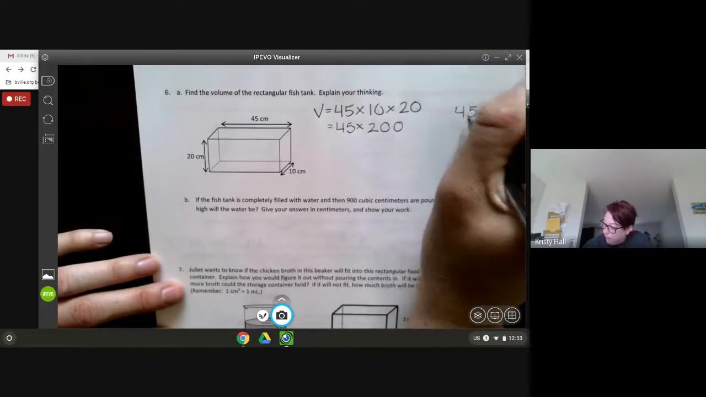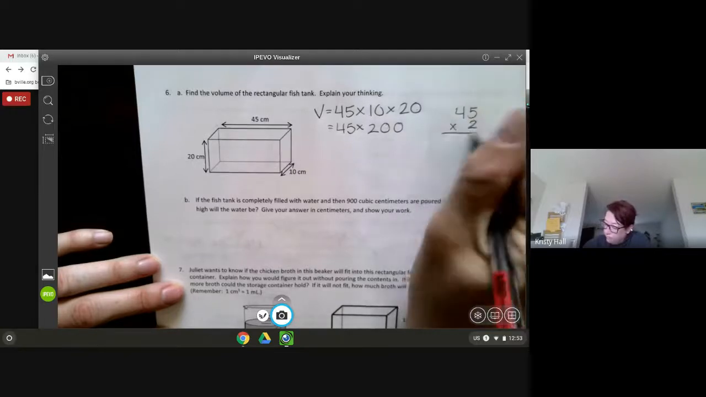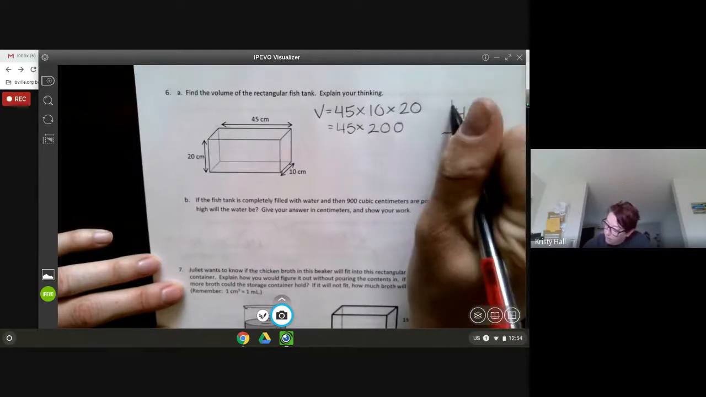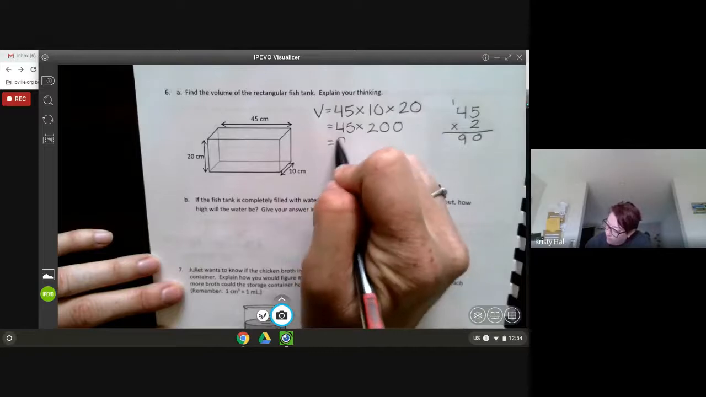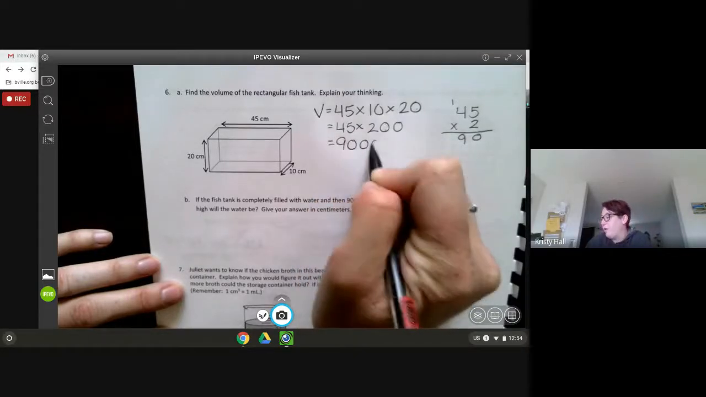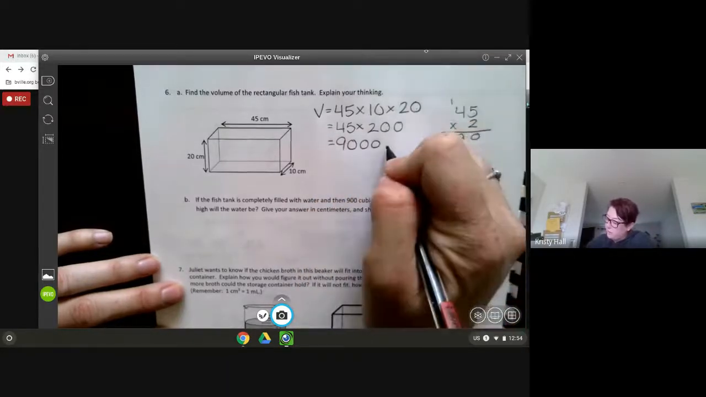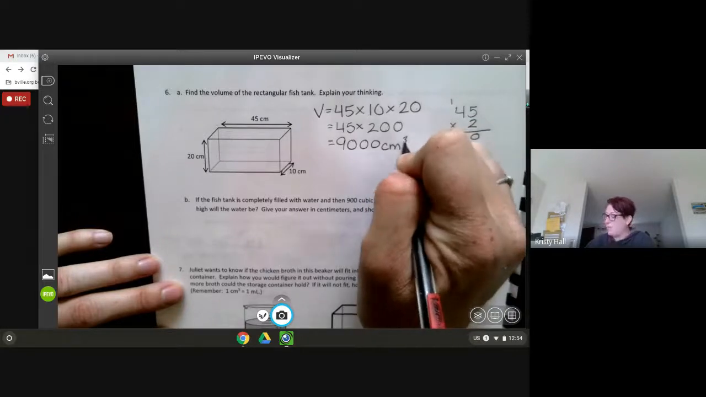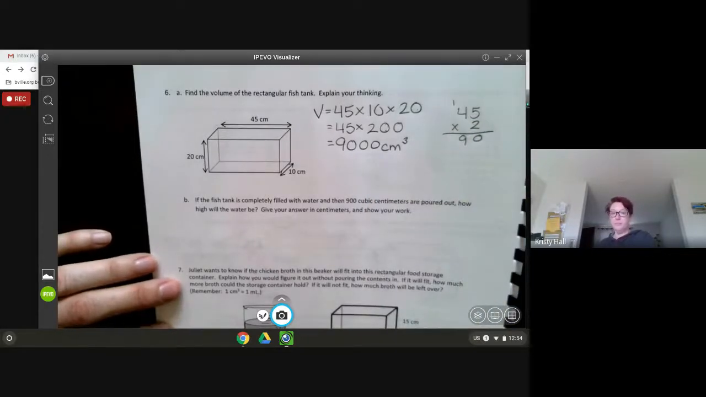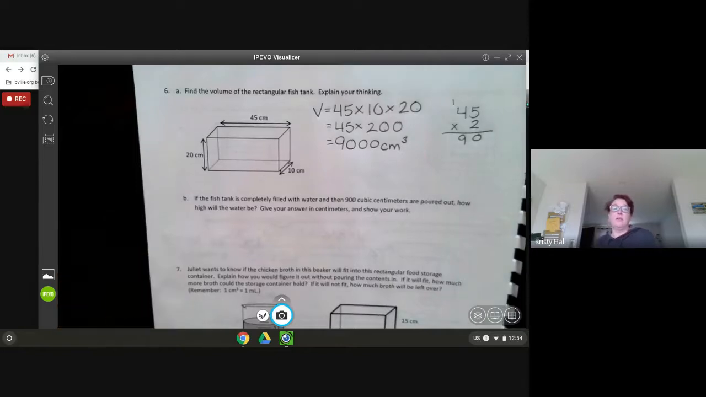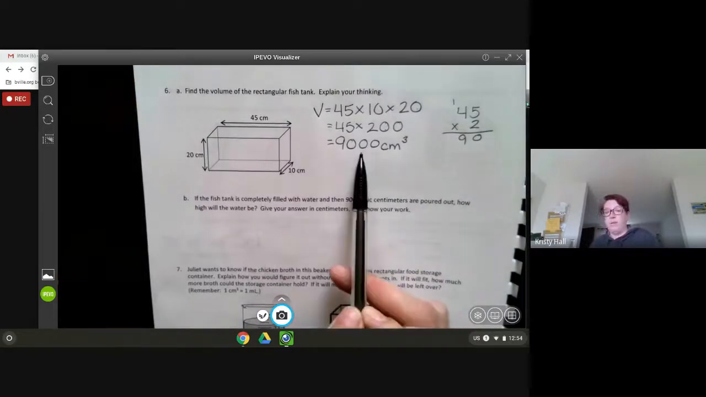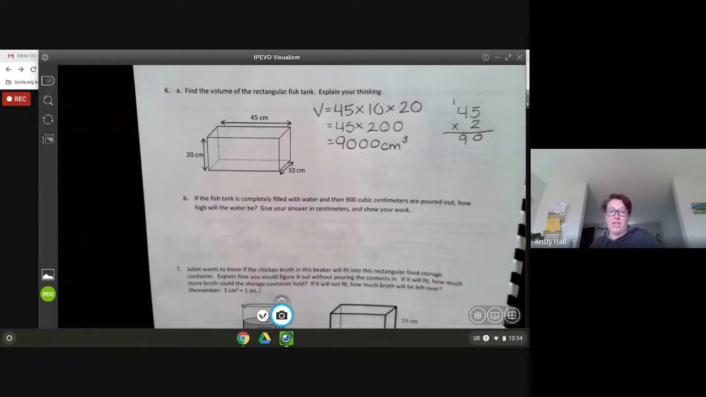So I'm going to think 45 times 2, which is 90. And then the 2 zeros from 200. So the volume here is 9,000 cubic centimeters. Now part B is the next part where we're going to have to use this information. It says, if the fish tank is completely filled with water and then 900 cubic centimeters are poured out, how high will the water be?